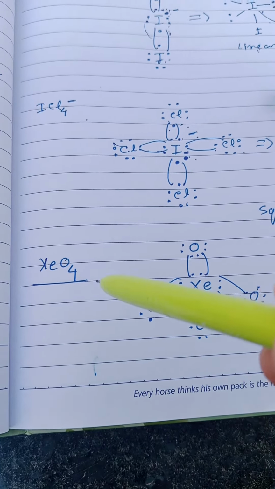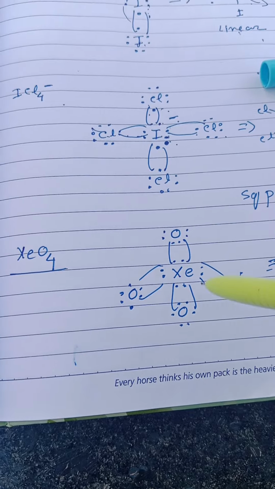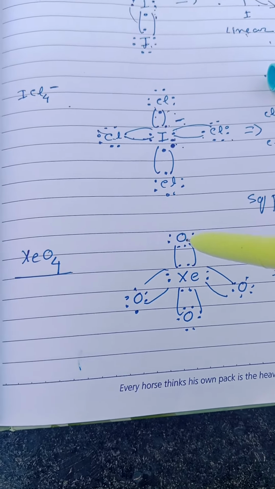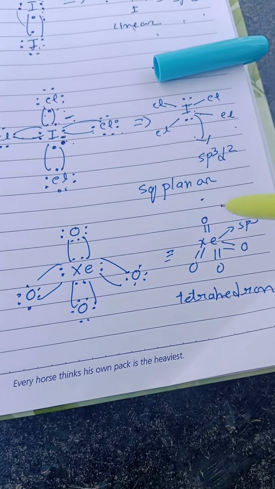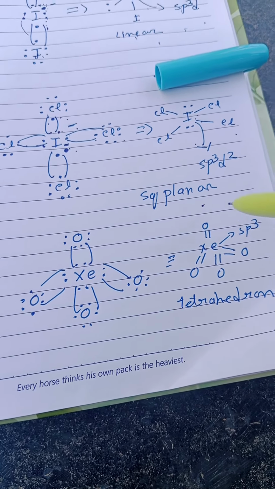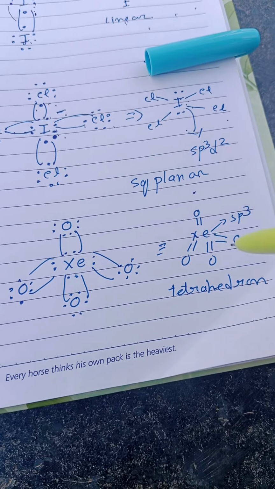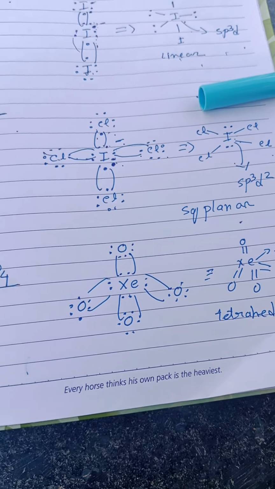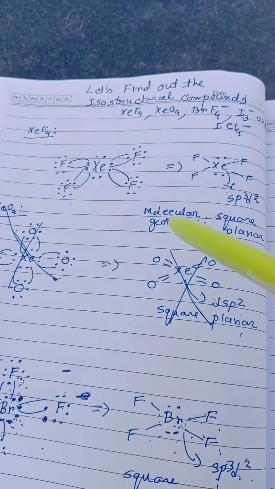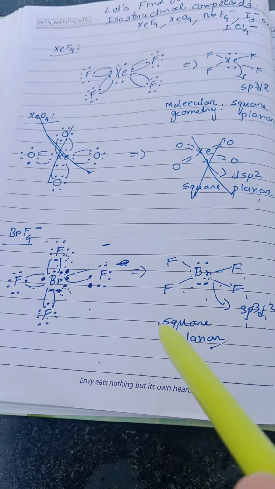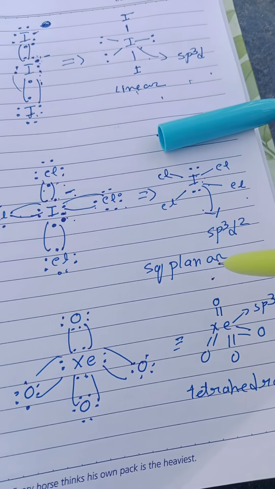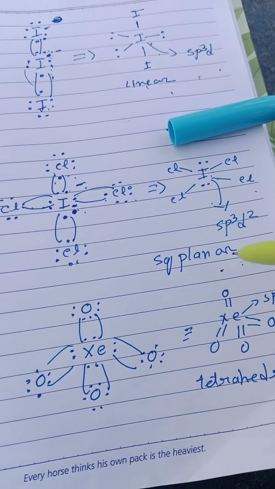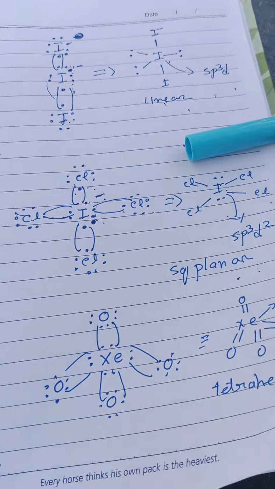Next coming to XeO4. Xenon has 8 valence electrons, oxygen has 6 valence electrons. Oxygen is sharing 2 electrons each with the xenon. So that's why xenon and oxygen have a double bond. Now the structure is tetrahedral and xenon is sp3 hybridized. So here XeF4, BrF4 minus and ICl4 minus all have square planar structure and that's why they are isostructural compounds.